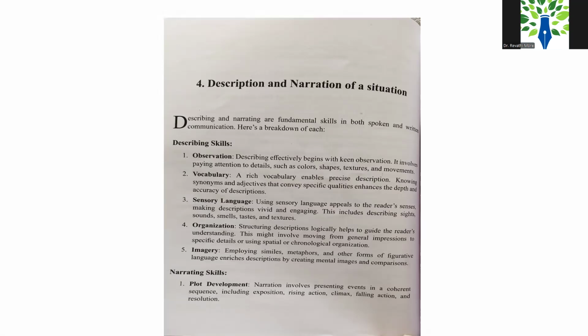Here's a breakdown of each. So, describing skills. So, let us see. When we want to describe something, what is required? First thing is observation is required. So, for example, if I have a ball in my hand, then I will describe it.